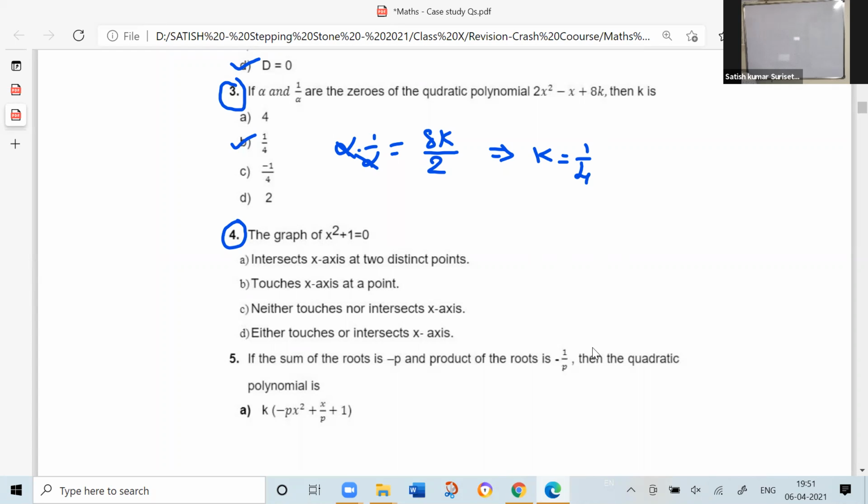See, you should not spend more time on these questions. If you are spending more time, then in the actual exam, you will feel difficulty, so you cannot complete all the questions in time.